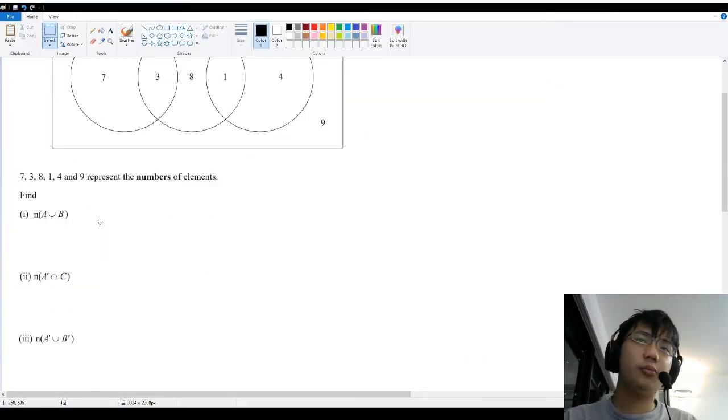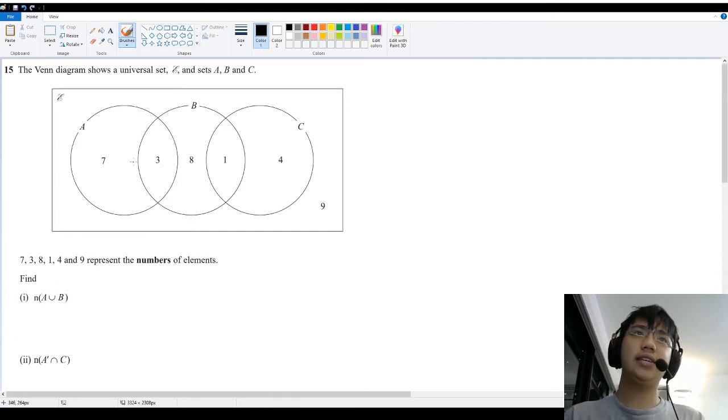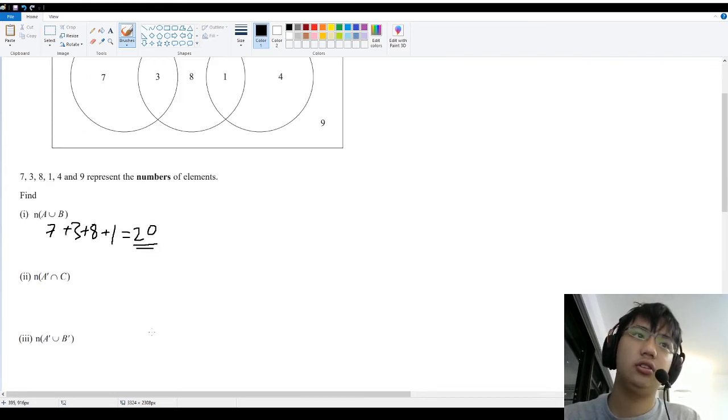So the number of elements in A union B. So 7 plus 3 plus 8 gives us 18. Actually, 7 plus 3 plus 8 plus 1, since this is also part of B. So A union B right here gives us 20 elements.